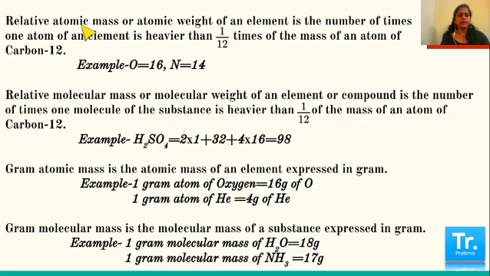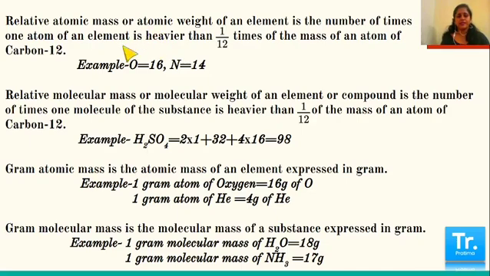So the first topic that I have taken is relative atomic mass or the atomic weight. It is the relative atomic mass which tells us how many times this element is heavier in comparison to 1/12 of the mass of carbon 12. So actually the definition says the atomic weight of an element is the number of times one atom of an element is heavier than 1/12 times the mass of an atom of carbon 12. So this you had learnt last year also, and you had also solved numericals based on it.